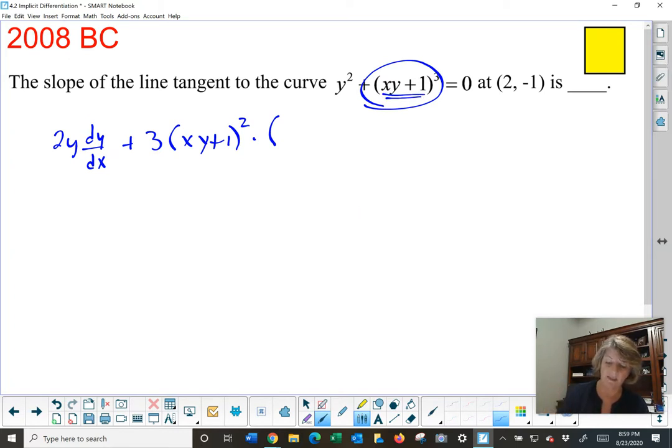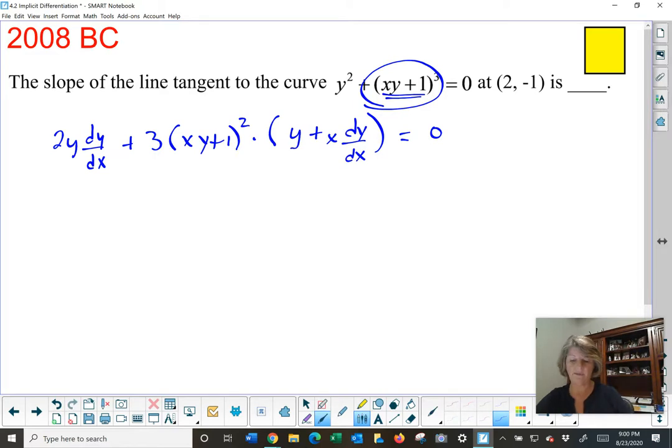And the derivative of x is 1 times y plus the derivative of the second, which is dy dx, multiplied by the first. And then I would take the derivative of 1, which is going to turn out to be 0. So I'm going to just close my parenthesis. And the derivative of a number is 0. So even the derivative of 0 is 0.